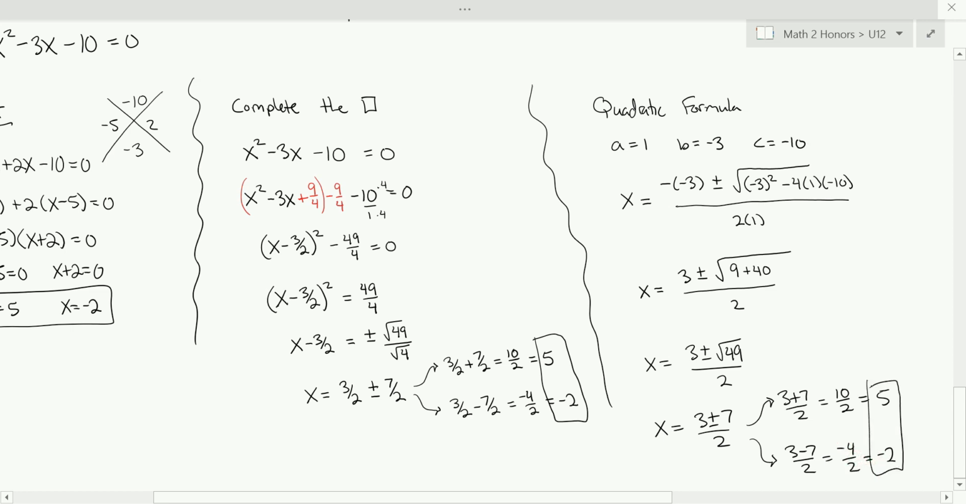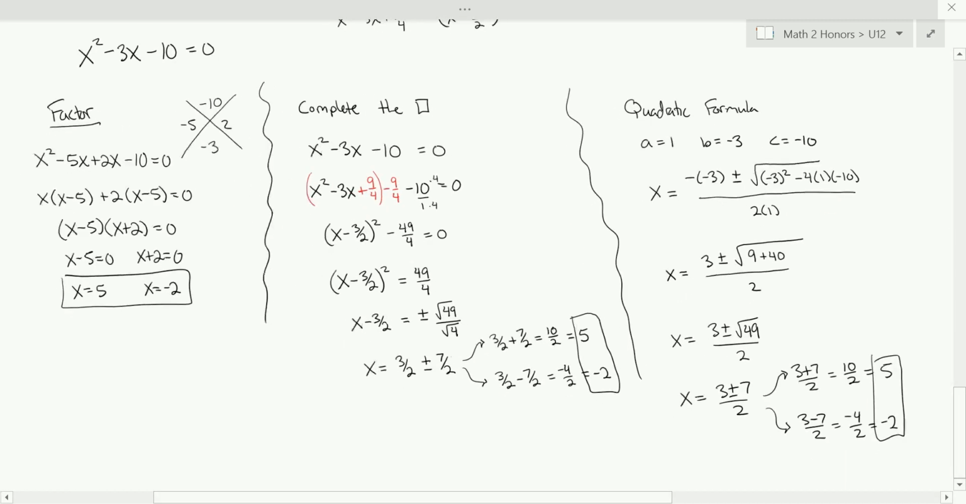Is it working for you? 5 and negative 2? So the nice thing about doing these side by side is you know what you're trying to get. So you know if you've gone off track, if you're not getting that. It gives you direct feedback. All three of these should be the same.